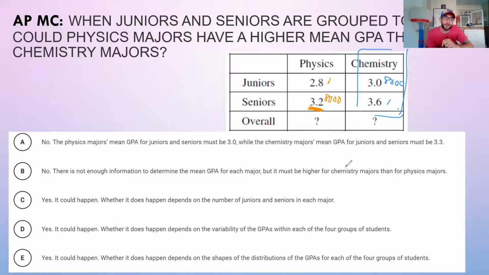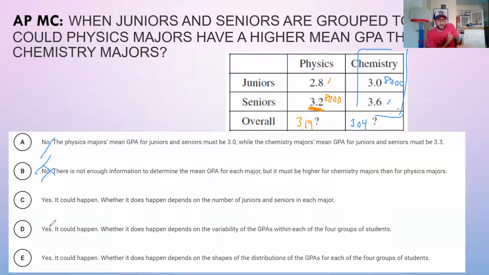So it is in fact possible, right? If there's tons of physics seniors and tons of chem juniors, the physics average, with lots of seniors in these made up numbers here, would get pulled closer to the 3.2, and the chem average would get pulled down closer to the 3. So the physics could end up being like 3.19, and this could be like 3.04 over here. I'm just making up numbers. So yes, it definitely is possible.